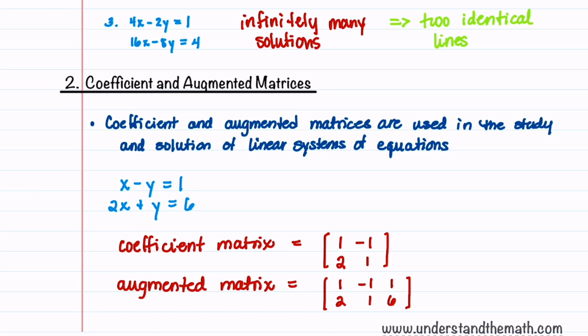It's common to draw a vertical line, and we always call that an artificial vertical line, between the coefficients and the numbers from the right-hand side. And it just helps you visualize that you actually have an equal sign between those 2 sets of numbers.